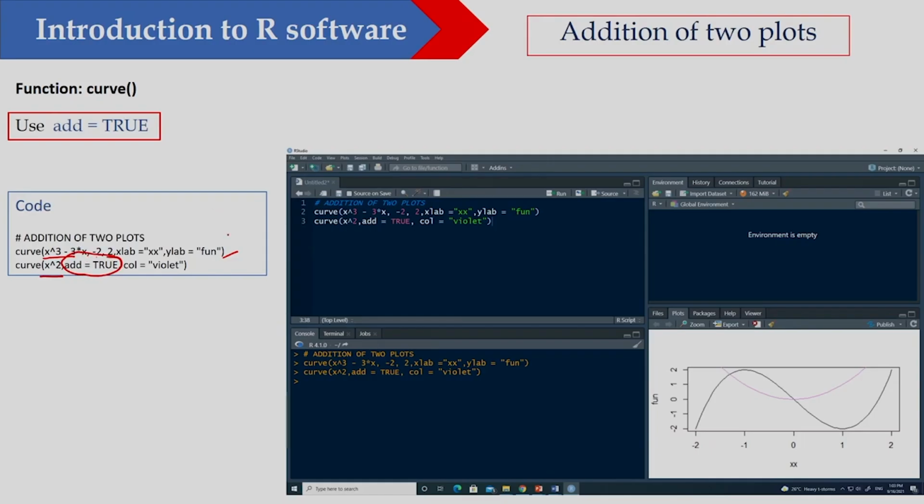Okay. So, if you execute the first line, you will get the first function. And for the second function you just write add equal to true. That means it will add the second function on this same plot. So, with add equal to true, I can plot two functions on a single plot. Okay. So, you can see both the functions are here. The second one is violet, and this is your first function. So, I can plot on a single plot.